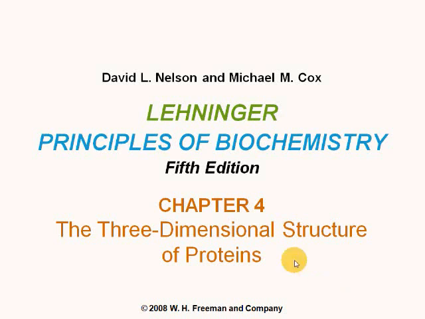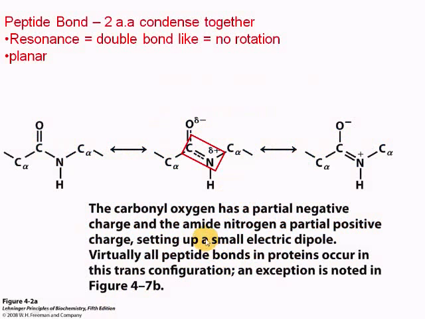Today we'll be going over Chapter 4 on the three-dimensional structure of proteins. Alright, we're looking at a peptide bond right here, and proteins are made up of amino acids, and when two or more amino acids condense together, you get a peptide bond. And the peptide bond is going to be kind of important for this chapter.